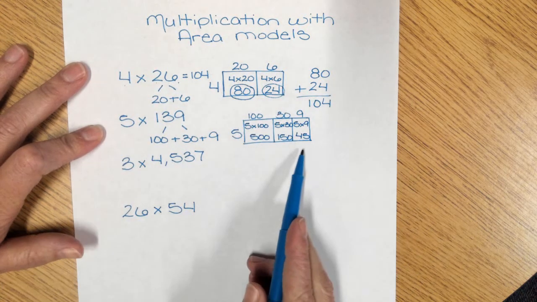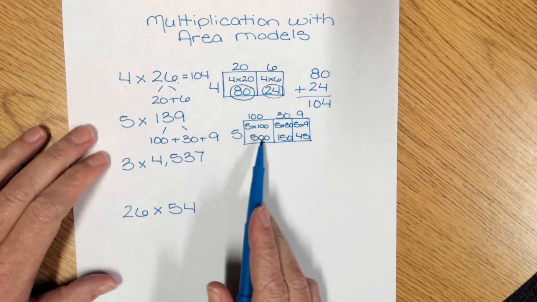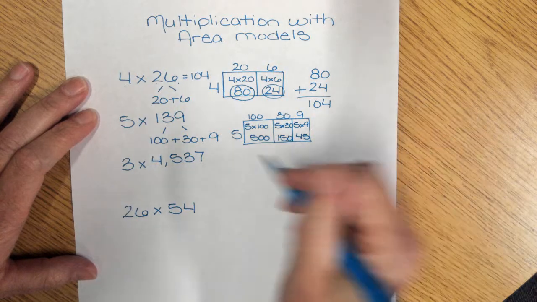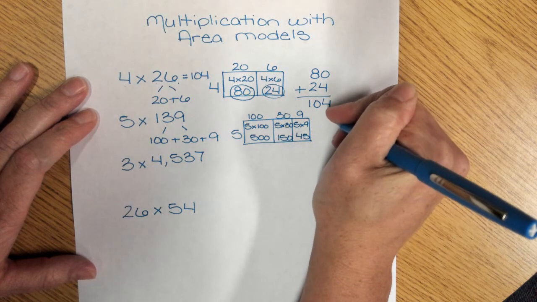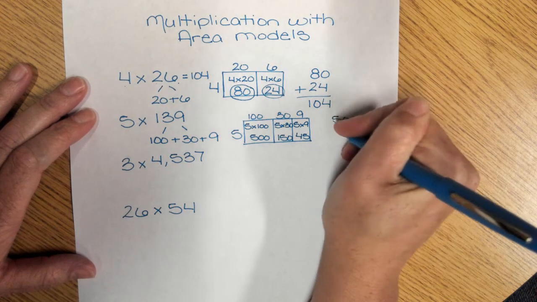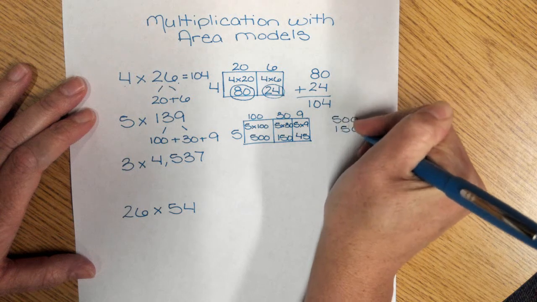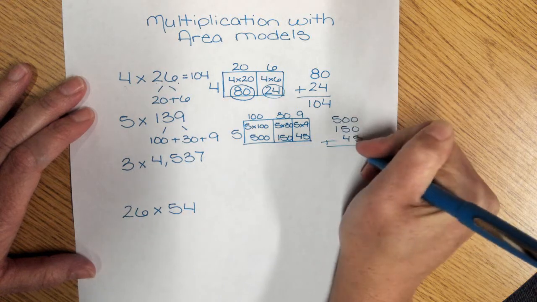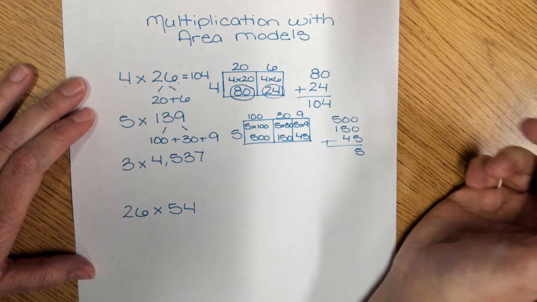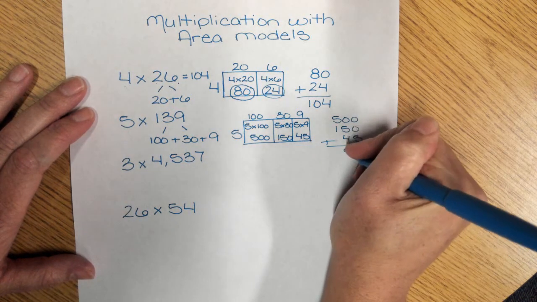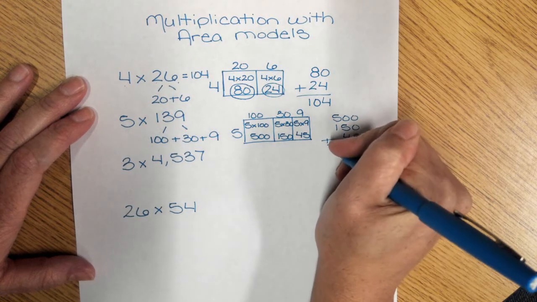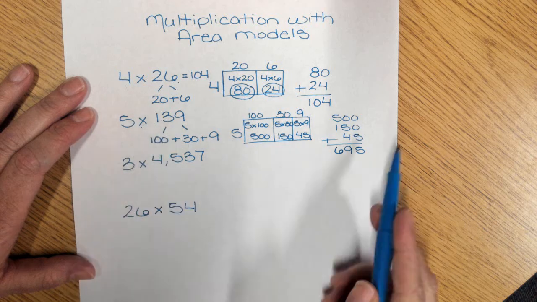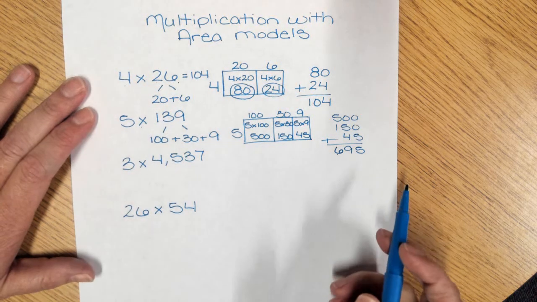Now, I have partial products again. I have 3 numbers. I need to add these together so that I can get my full answer. So 500 plus 150 plus 45. 5 and 0 is 5. 5 plus 4 is 9. 5 plus 1 is 6. So my answer to 5 times 139 is 695.